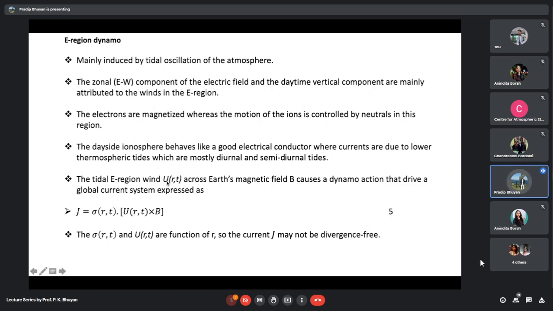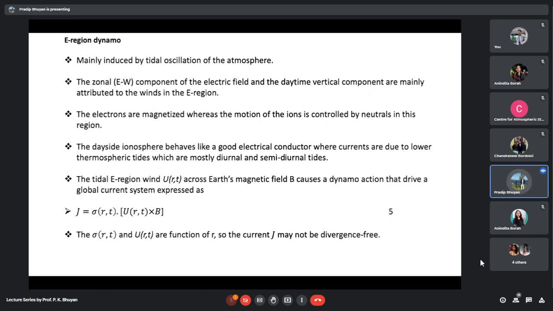Okay. So therefore, the tidal E region wind will be given by this U. We normally write capital U for wind. It is a function of both R and T. R is the distance from the center of the Earth. R is distance, T is time.